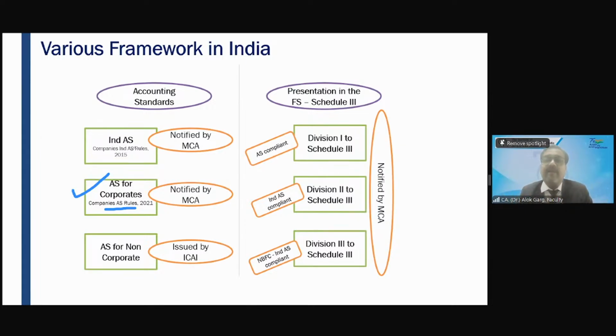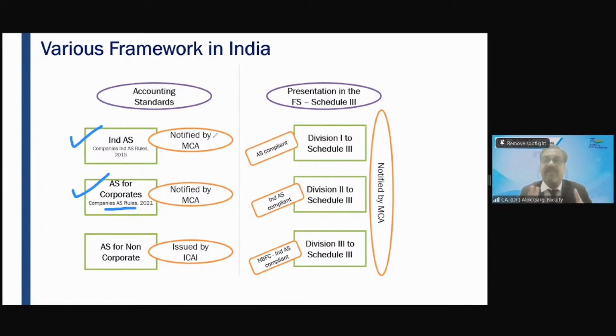Then we have Indian accounting standards also, Ind AS. These Ind AS were notified on 16 February 2015. Please write down: Ind AS were notified on 16 February 2015, vide the Companies (Indian Accounting Standards) Rules 2015. And again, these Indian accounting standards are also notified by the Ministry of Corporate Affairs, MCA, under the Companies Act.